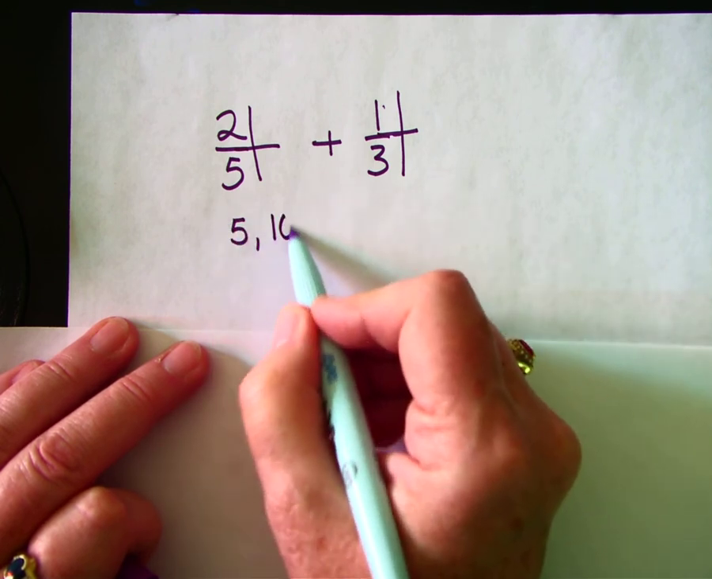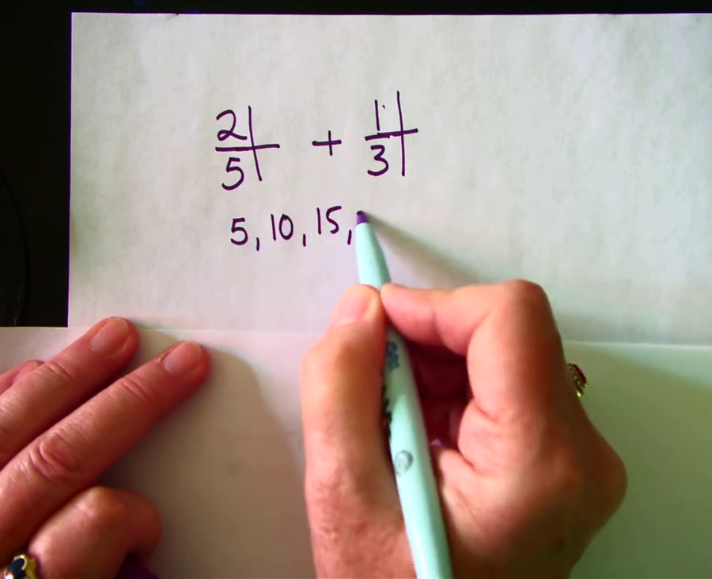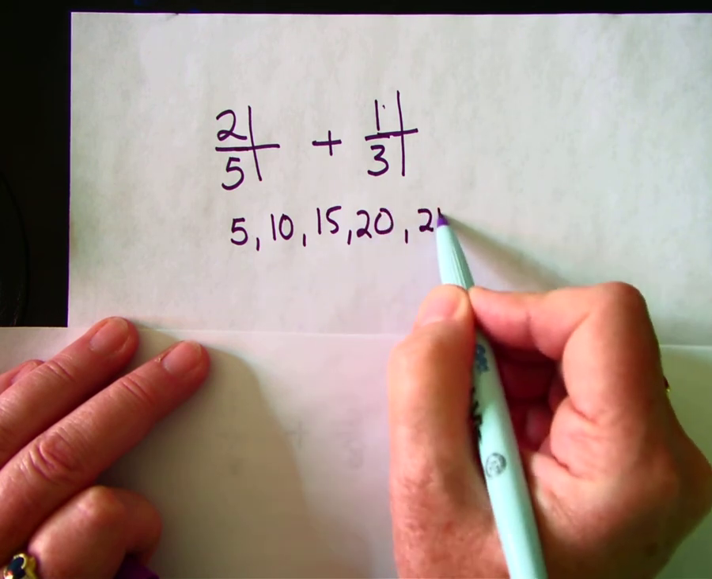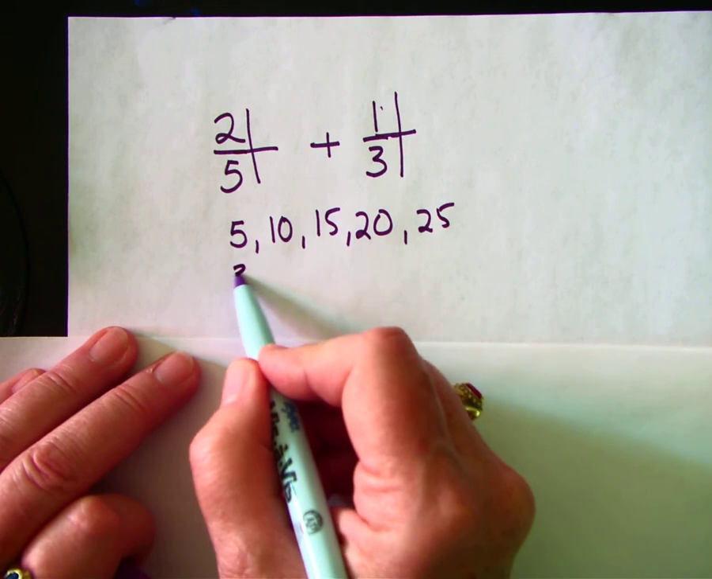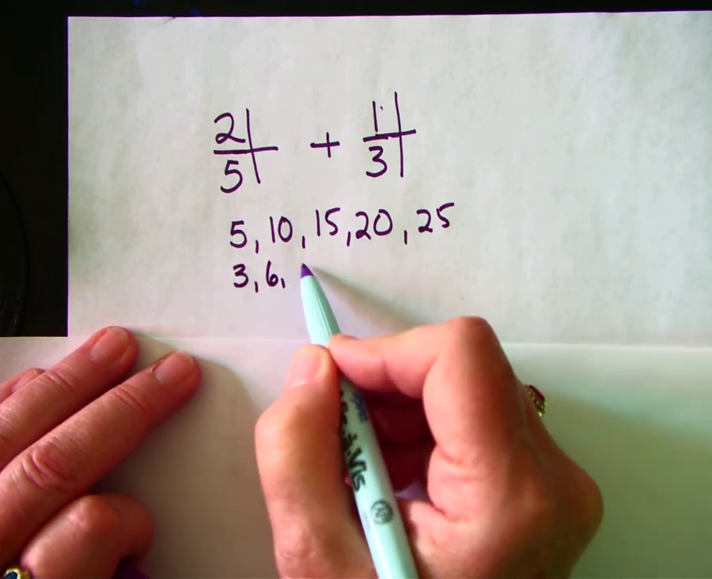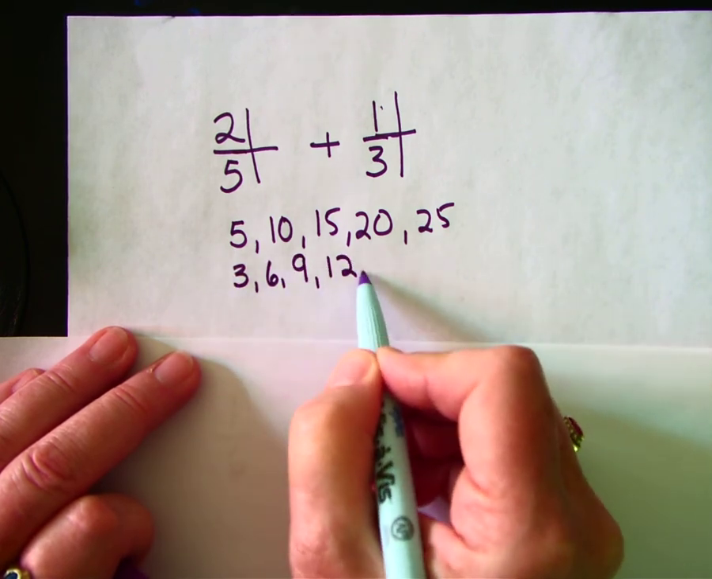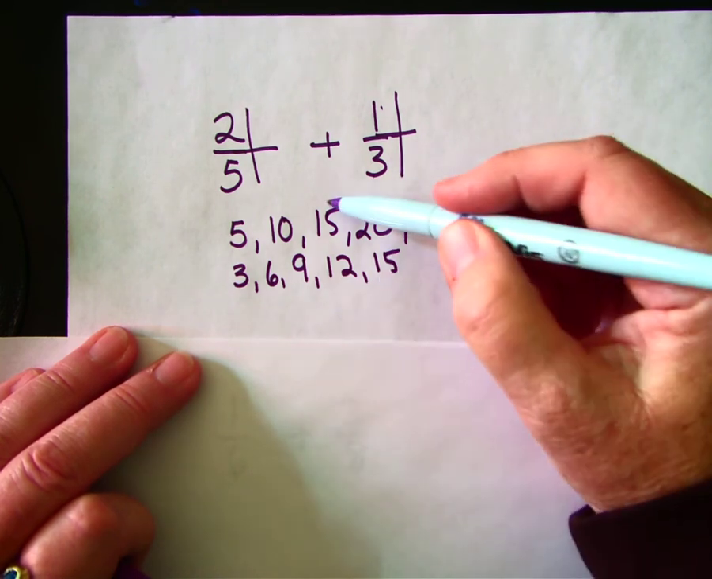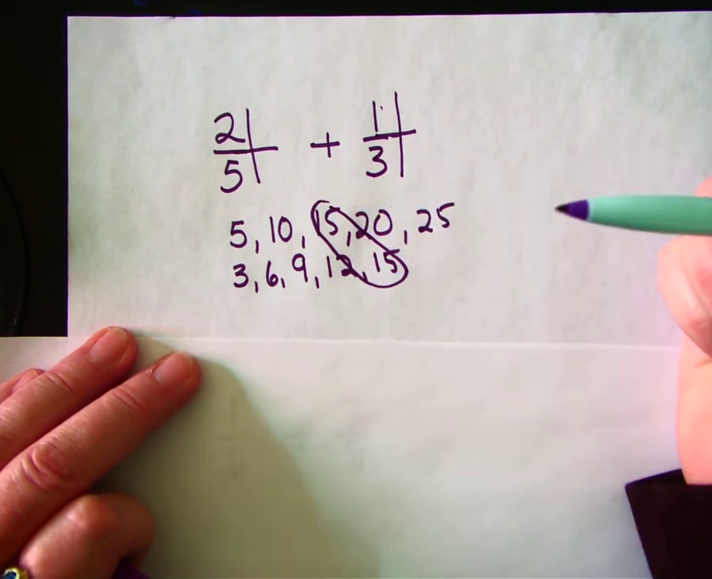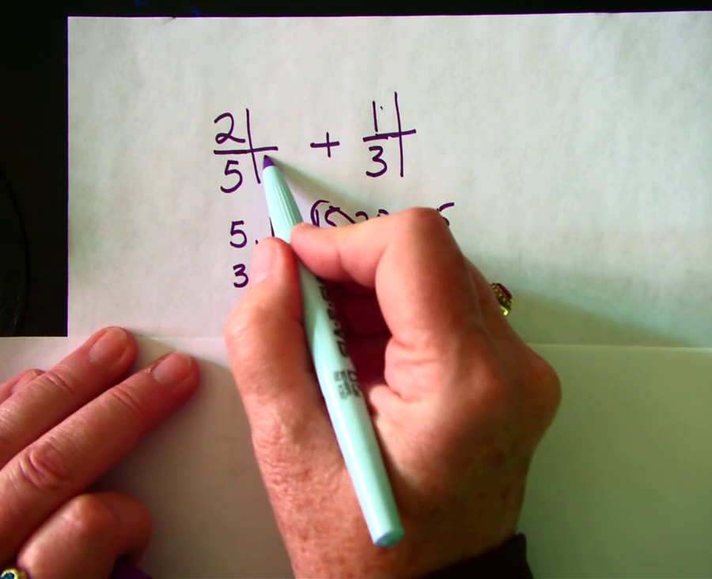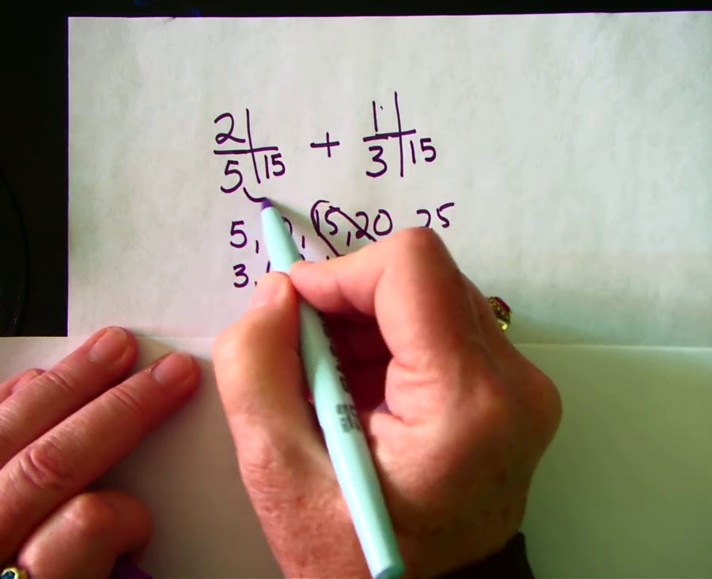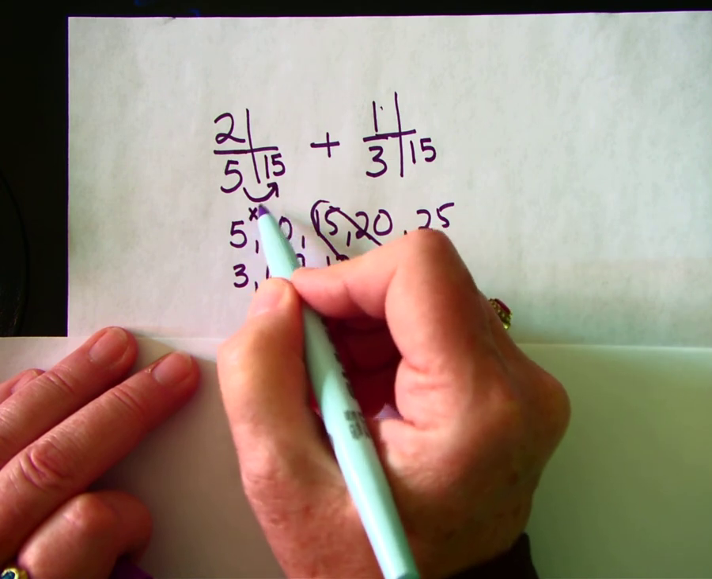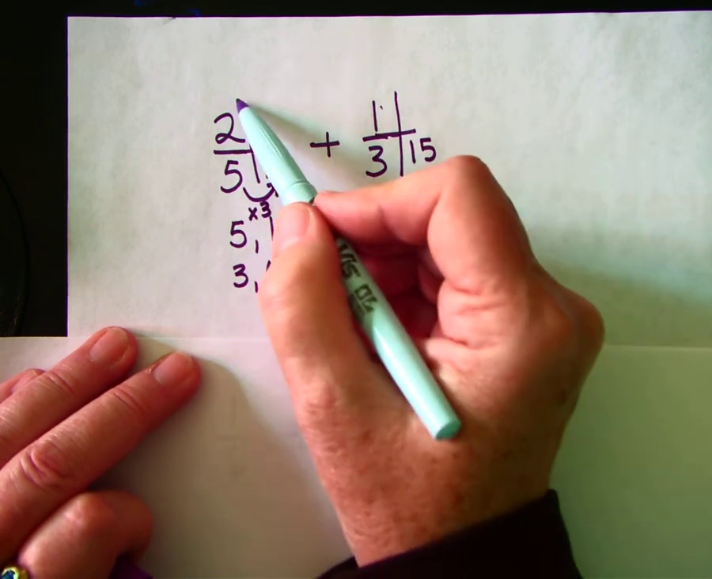So we have 5, 10, 15, 20, 25, and we're looking for the first number that they both have in common. 3, 6, 9, 12, 15. They both share 15, so that's going to be our common denominator. So we're going to put that on our ratio table over here. And to get from 5 to 15, we multiply by 3.